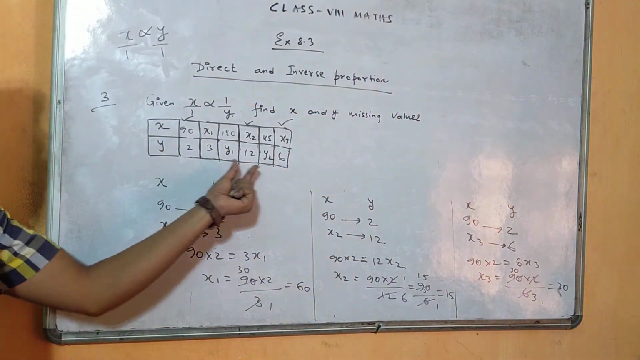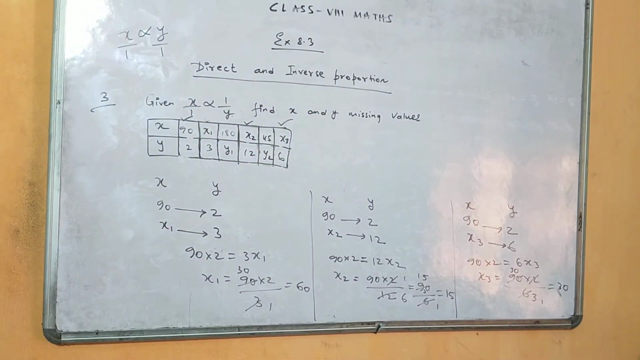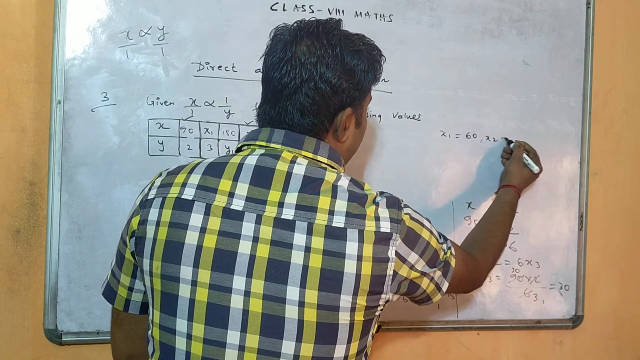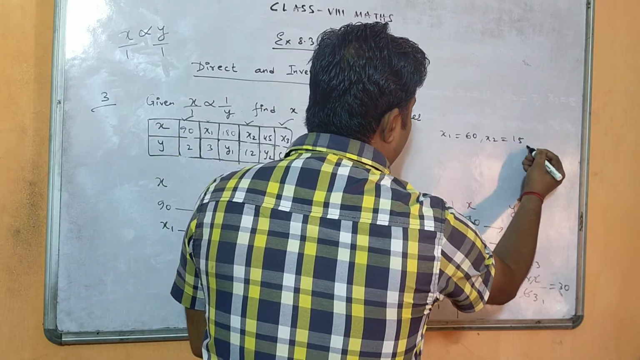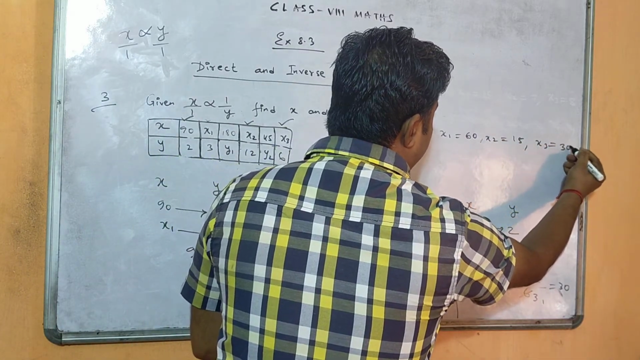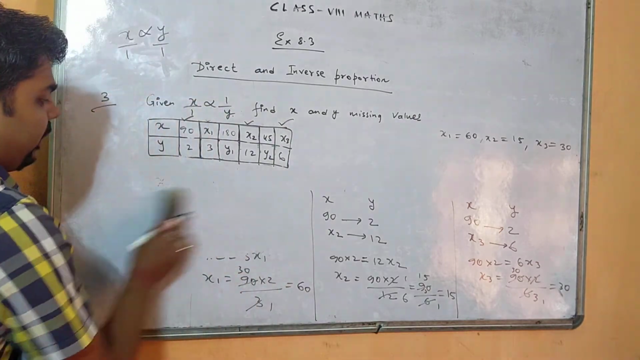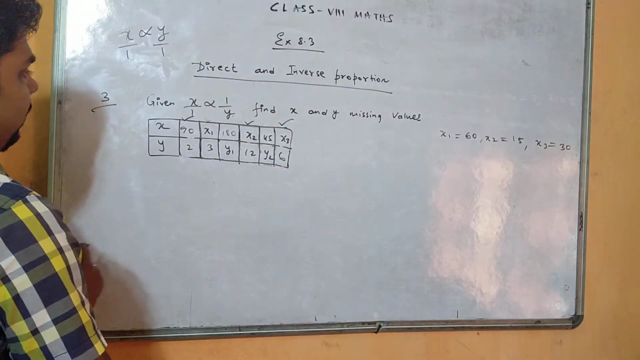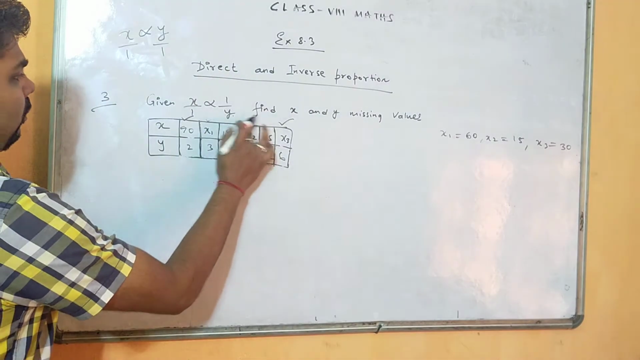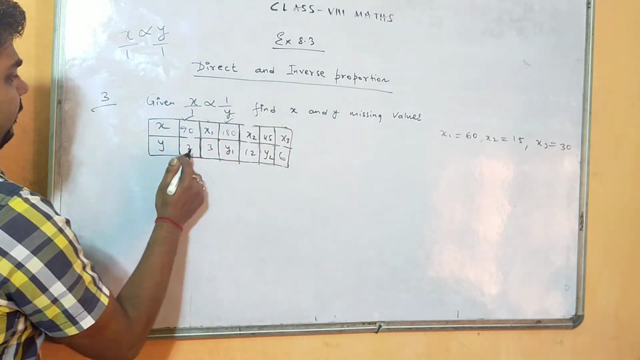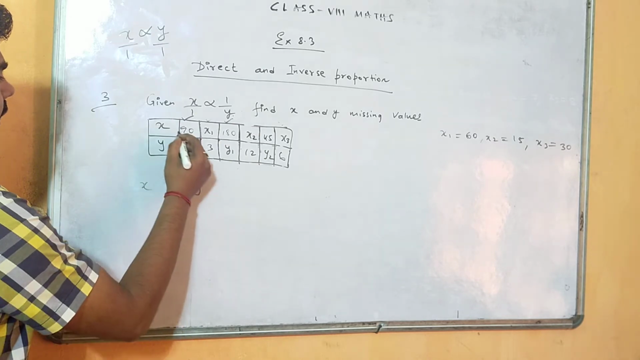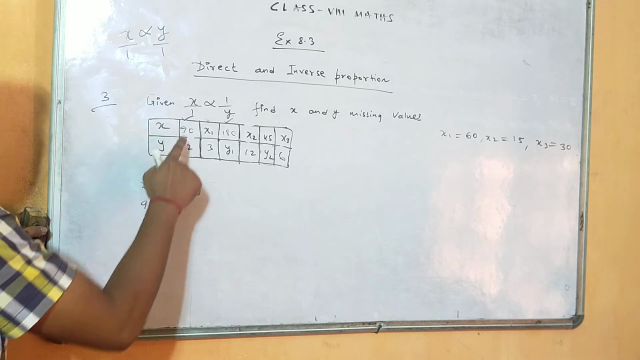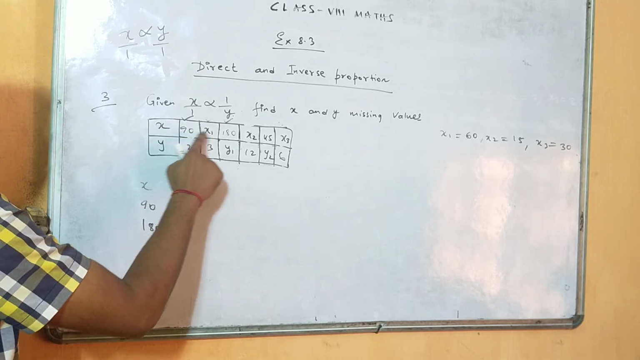Likewise, we have to find y1 and y2. So we got x1 equals 60, x2 we got 15, and x3 we got 30, right? Now we have to find y1 and y2. For finding y1, see, y1 is here. Now I have to consider this column and the first column, right? Again I will write x and y. In x, I will put the x values. So 90 and 180.